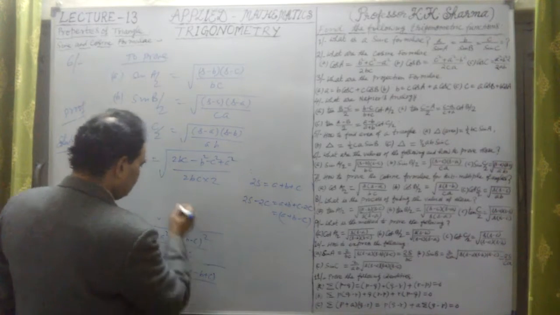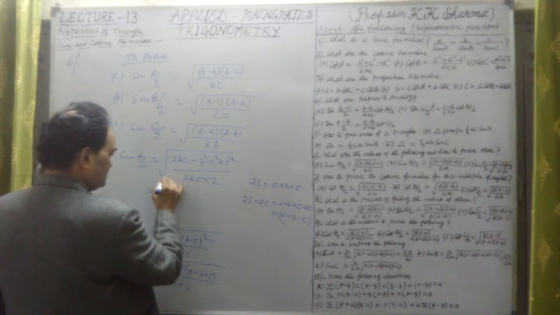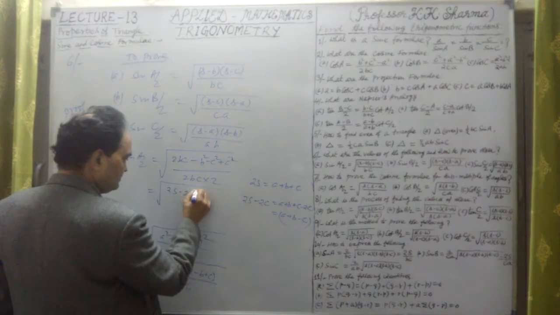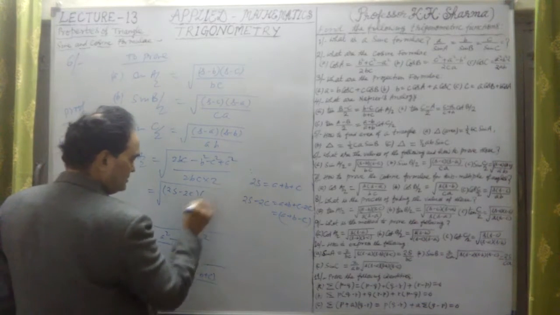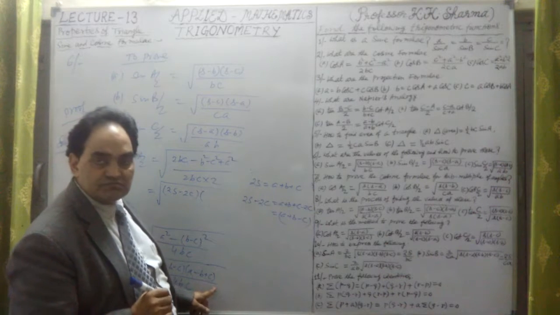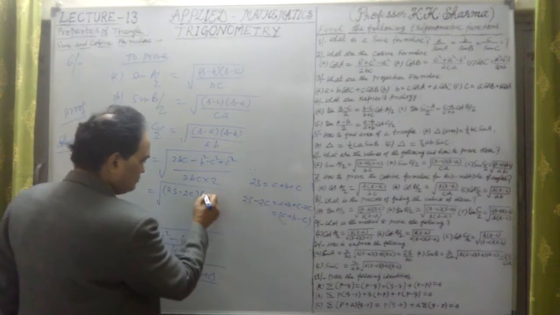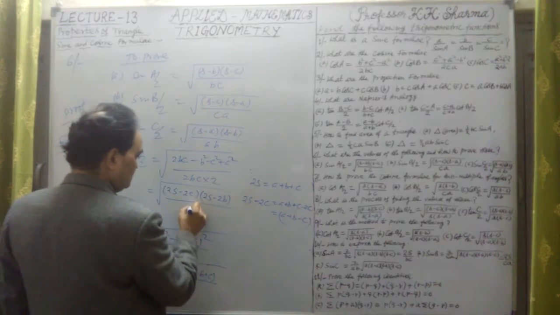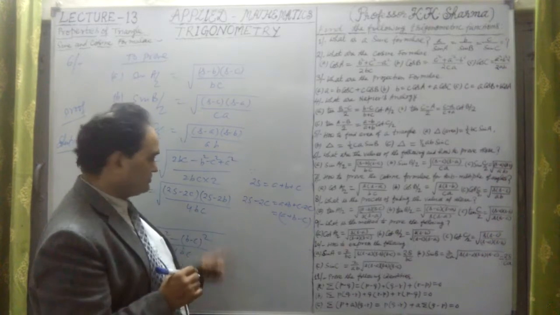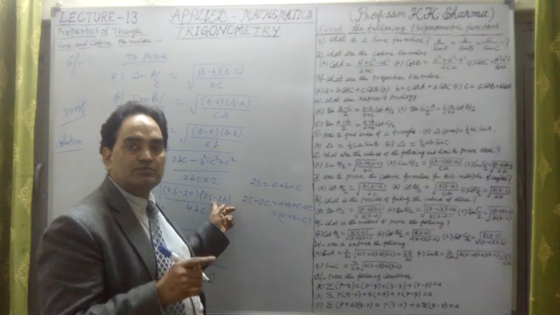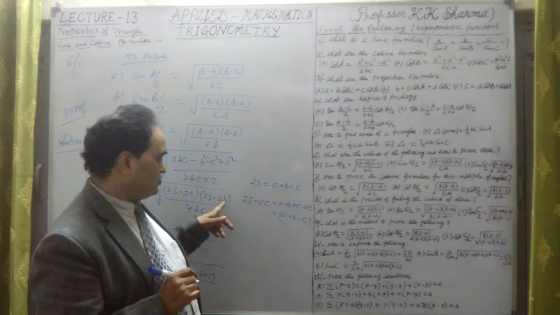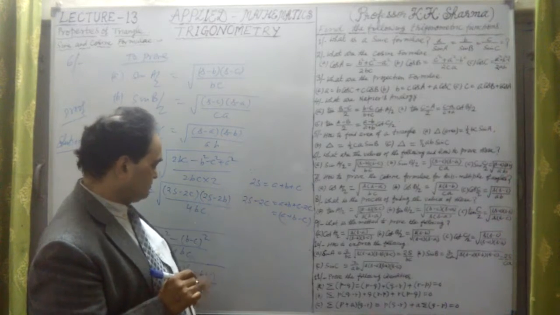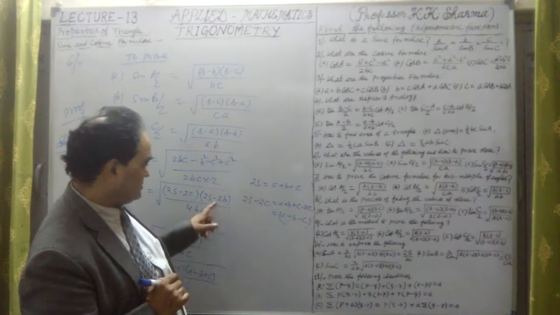So in the first bracket, in place of A plus B minus C, we can have twice S minus twice C. And the second bracket is A plus C minus B, which will be twice S minus twice B. No problem. Why? Because if I put the value of twice S, which is A plus B plus C, then one B will be cancelled out, minus B will be left, A plus C minus B.